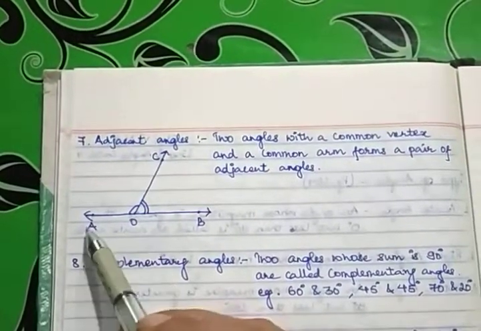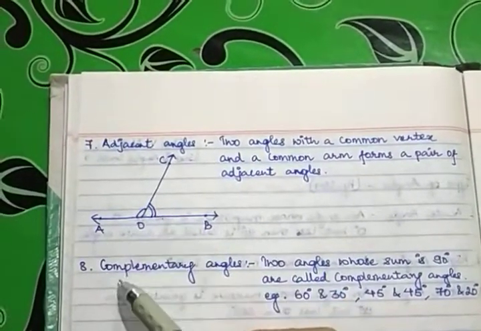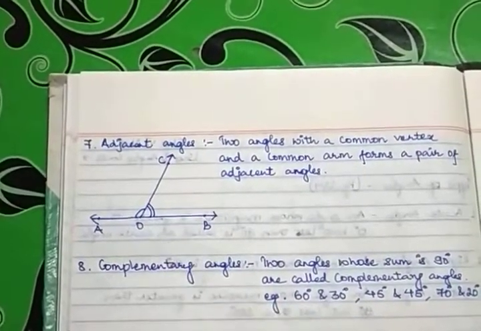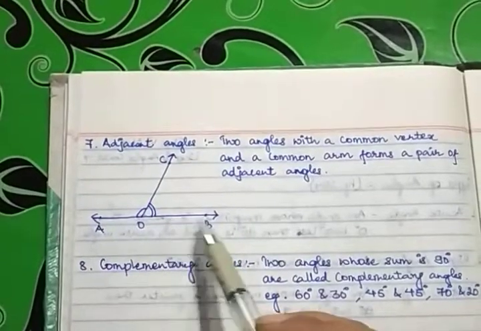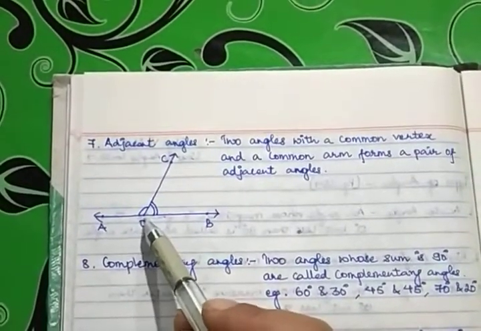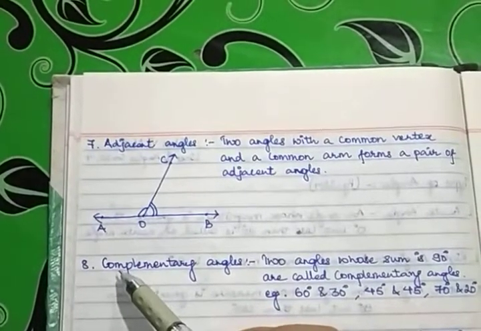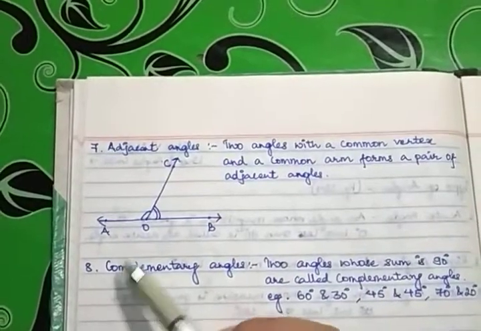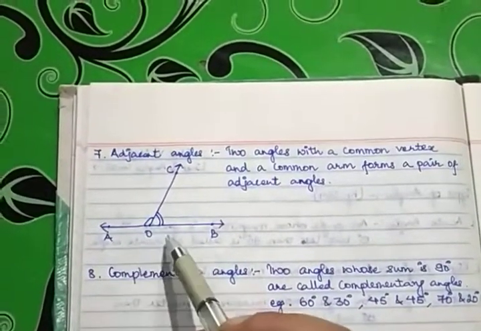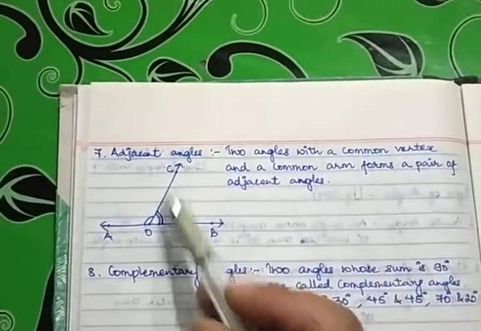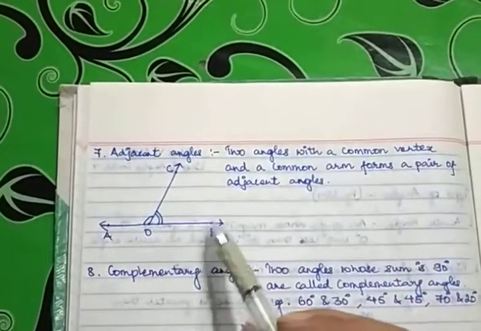So see, how many rays do we have here? OA, one ray, OC, another, OB, another. That means in this figure we have three rays, OA, OB and OC, but all three rays share a common endpoint O. That means obviously angles will form there. The angles formed here are AOC, and COB, another angle.